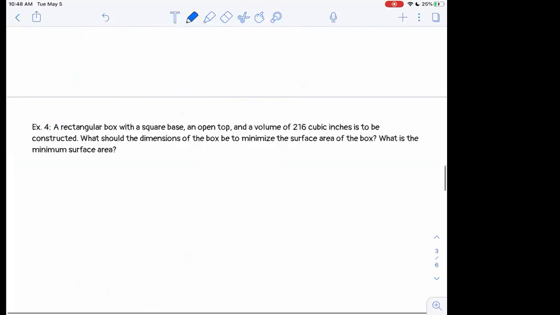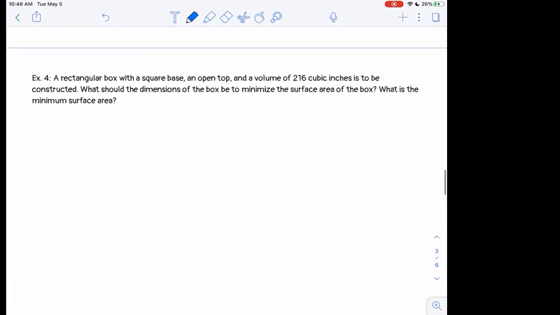All right, so let's take a look at question number 4. Question number 4 says that a rectangular box with a square base, an open top, and a volume of 216 cubic inches is to be constructed. What should the dimensions of the box be to minimize the surface area of the box? What is the minimum surface area? So let's go ahead and get started with a diagram.